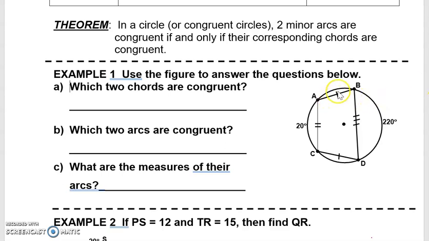So you should remember these little tick marks mean that things are congruent. So 1 and 1, 2, 3 lines. So that means that AB is congruent to CD. And these are segments, so they get the little bar over them.